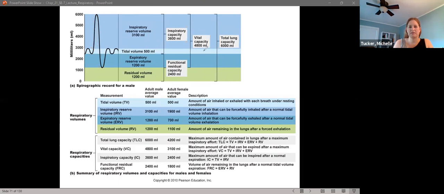You'll probably see these questions twice, both on a lab exam or lab quiz, as well as the lecture exam. These have the average values for men and for women. They're highly dependent on body size. So if you had a tall female, she would have larger lung volumes. And if you had a small male, it'd be closer to the female values. It's really more of a size discrepancy, not a gender discrepancy.